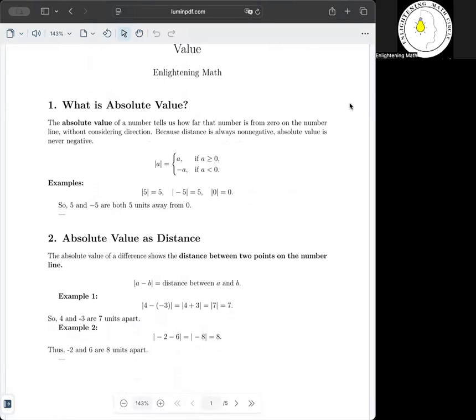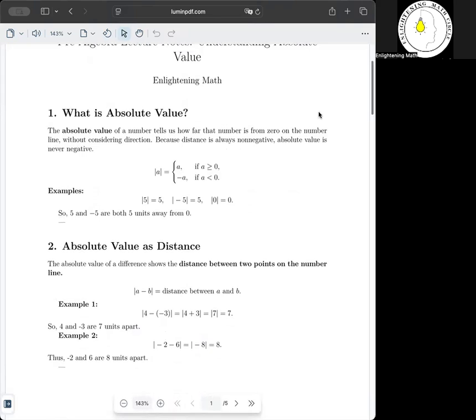The absolute value of a number tells us how far that number is from zero on a number line without considering the direction. Because distance is always non-negative, the absolute value of a number can never be negative. So here we have a little diagram. The absolute value of a equals a if a is greater than zero, and negative a if a is less than zero.